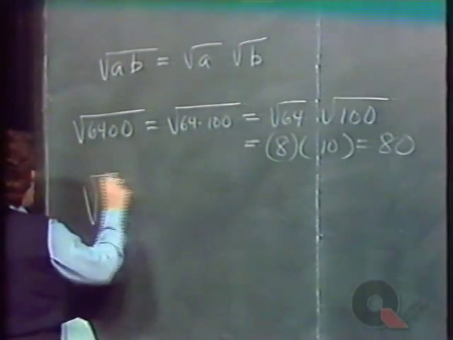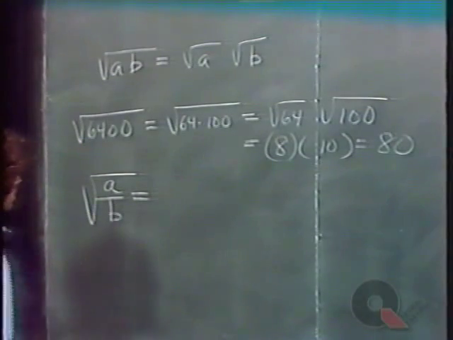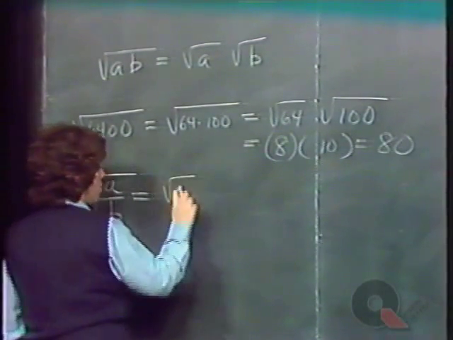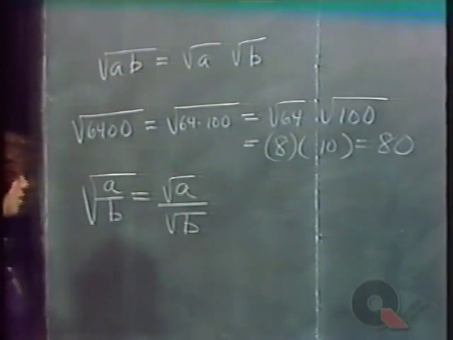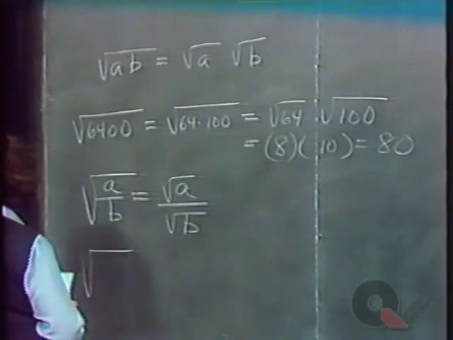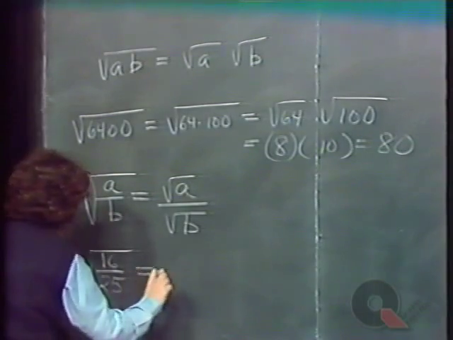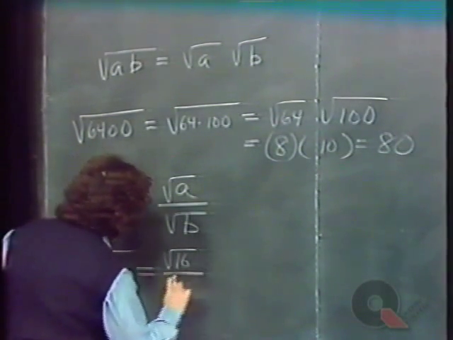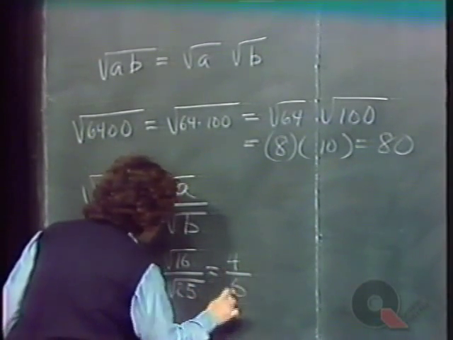Similarly, we have a rule for fractions. We assume the denominator is not 0, and the square root of a fraction is the square root of the numerator over the square root of the denominator. Sometimes this is helpful. For example, the square root of 16/25. It can be done directly, or you can say it's the square root of 16 over the square root of 25, and that is 4/5.